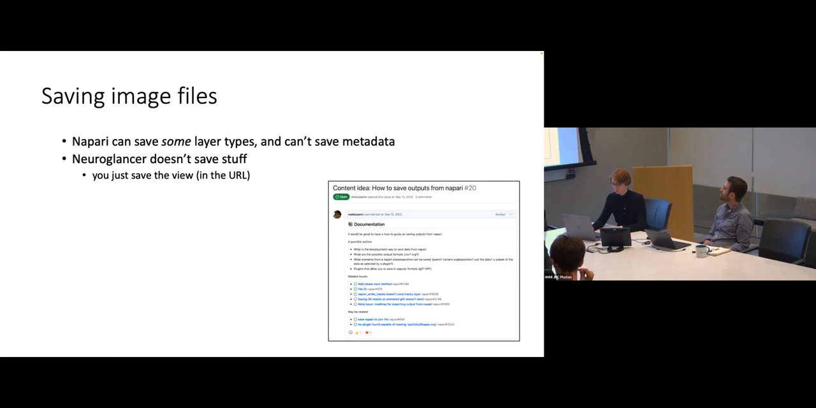So Napari can save some layer types, but not all, and it can't save metadata. This is kind of a topic of discussion on the web. And then Neuroglancer just doesn't save stuff. You can save the view, like in the URL, whatever knobs you've turned basically get put into the URL. So you can just send somebody the URL from the view. It doesn't save stuff.